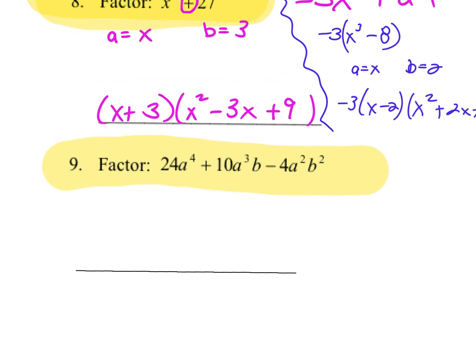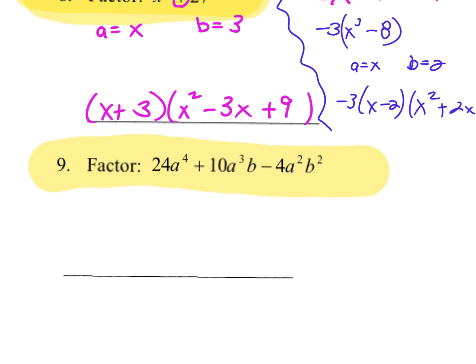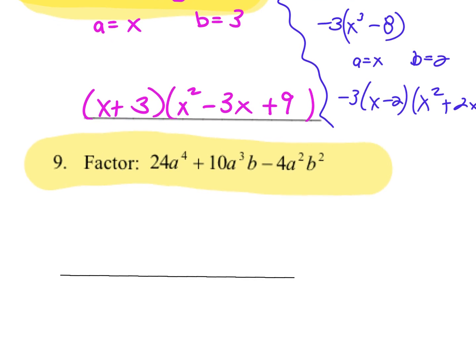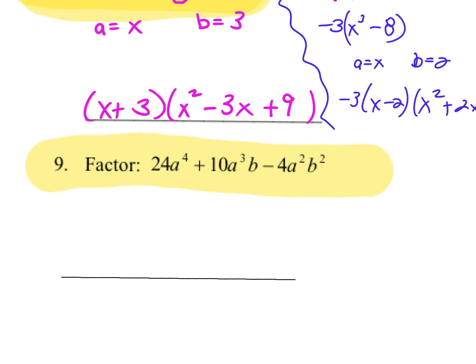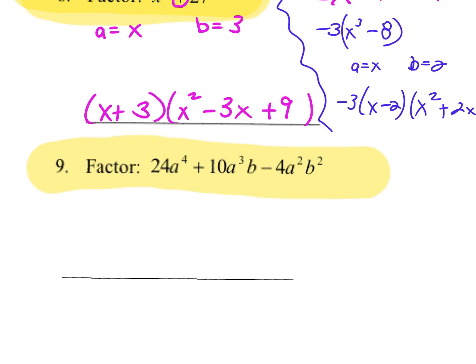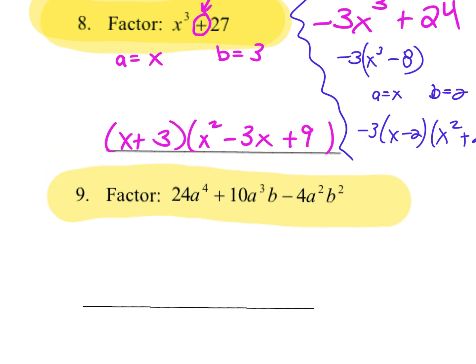GCF. Do you see that we can take out a number and a letter from this mess that we have here? What number can you take out of all three? 2. A 2, good. What letter can you take out of all three? A squared. Again, write it out in front, and if you need to write it under here so we don't make a silly mistake, do so. What's 24 divided by 2? 12, and then I have a squared, perfect.